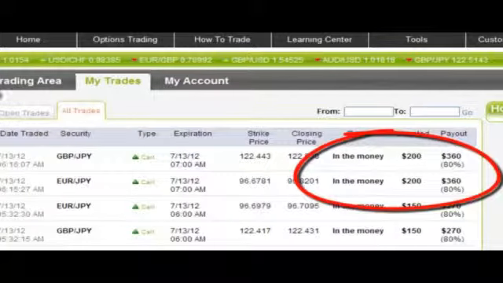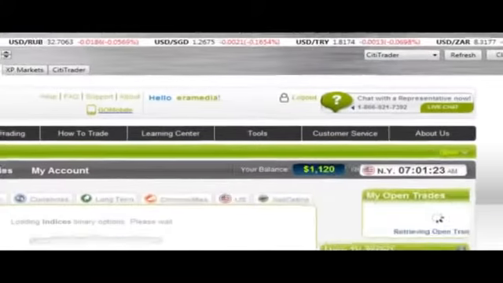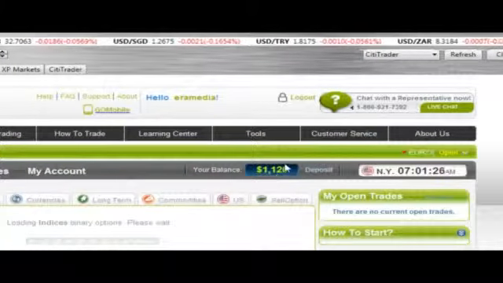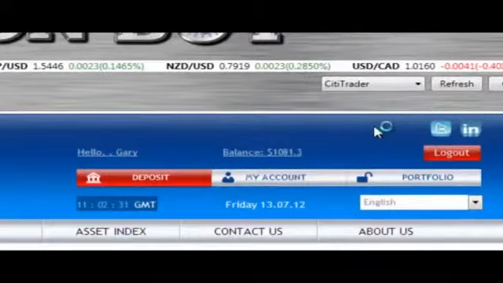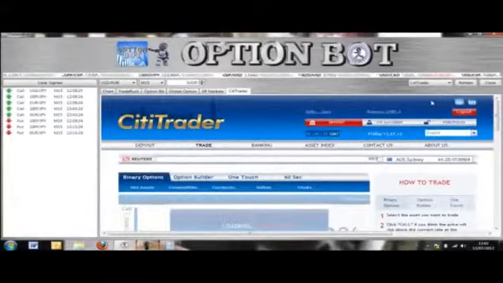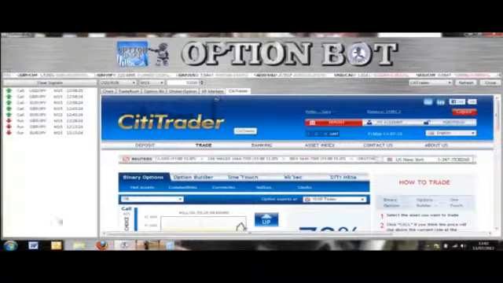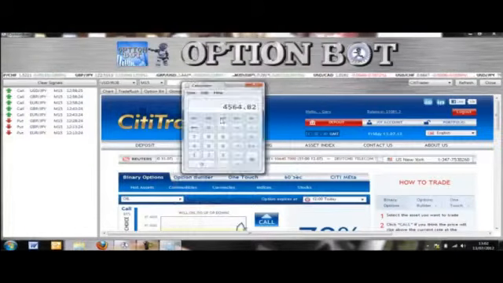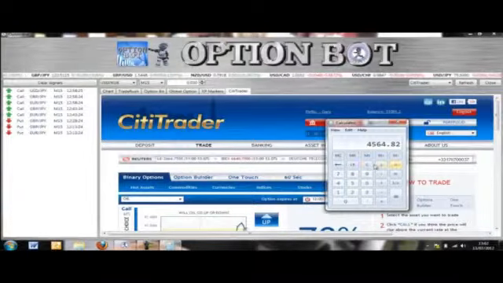I'm showing a profit on Global Option, which has pushed the balance from $800 to $1,120 as you can see here. With CityTrader, I now have a balance of $1,081.30. So I'll bring up the desktop calculator. We started off with a cumulative balance of $4,564.82 as you can see here.